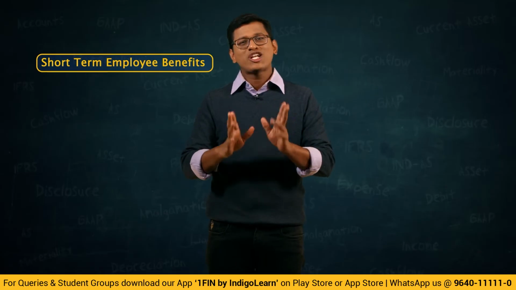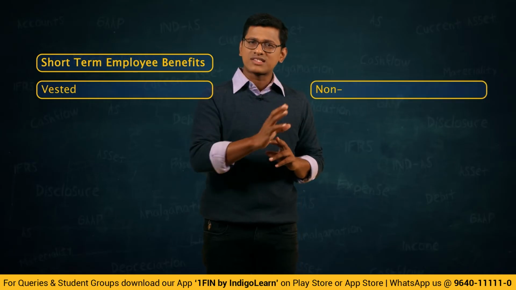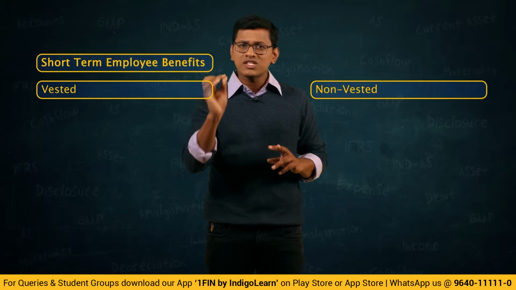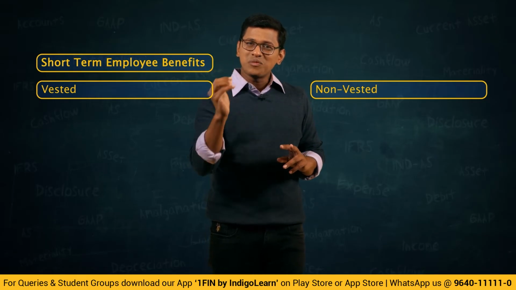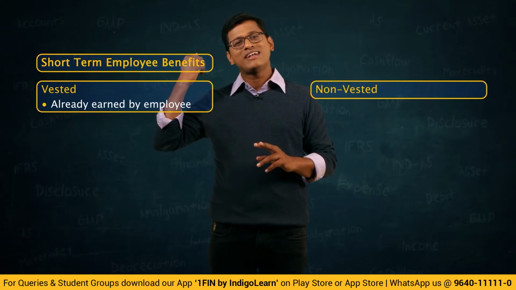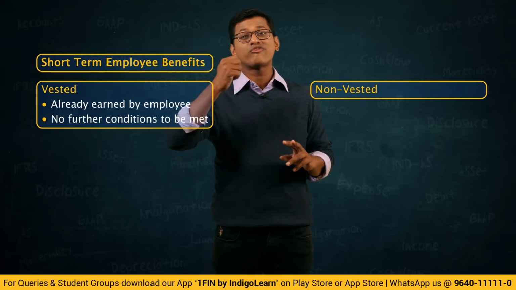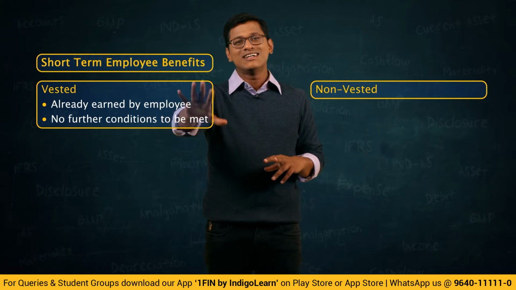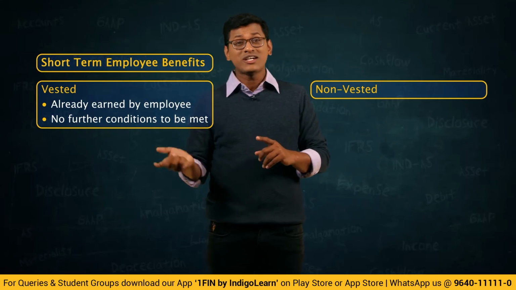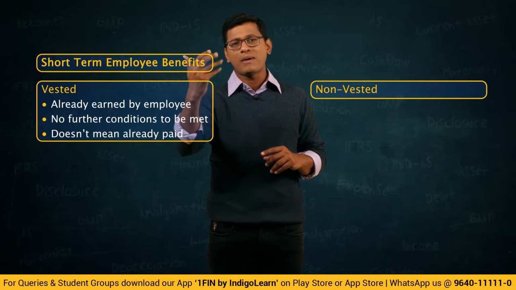Now, when I talk about short-term employee benefits, let's also understand two more relevant words: vested and non-vested. We already discussed these words, but I am just bringing you back to those. When I say vested benefit, it means the employee has already earned that benefit, and is already entitled to it. There is nothing that the employee should do in the future to get that. Friends, vested does not mean it is already paid to the employee. Vested means it is earned by the employee. Whenever it has to be paid, it will be paid.